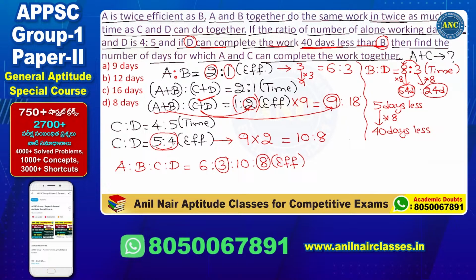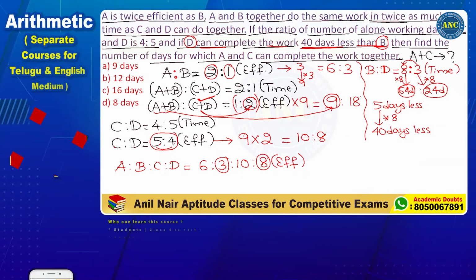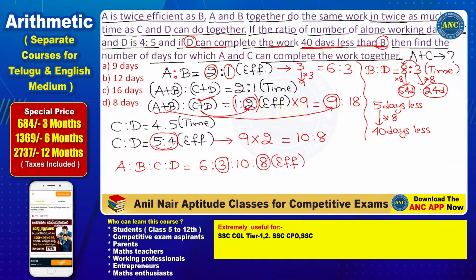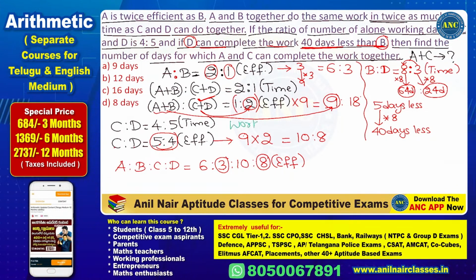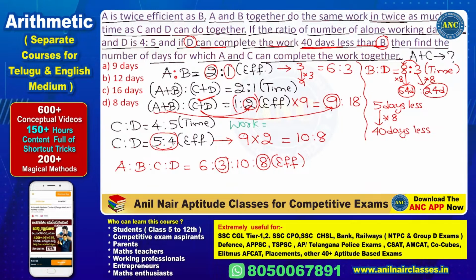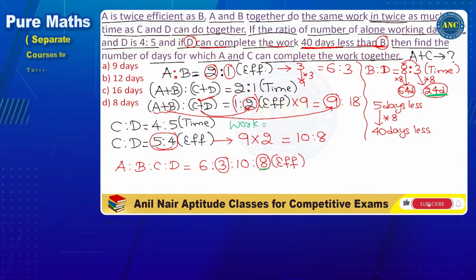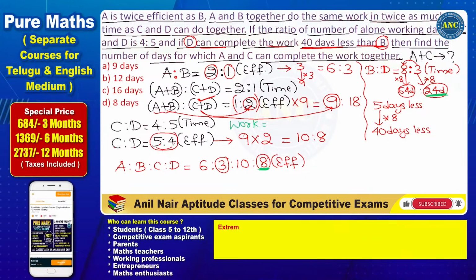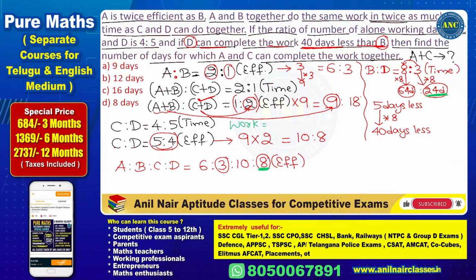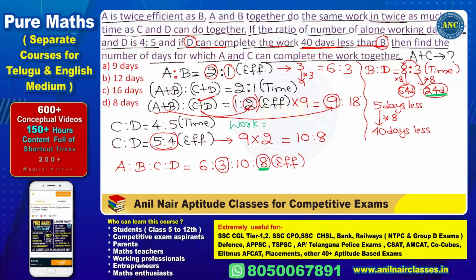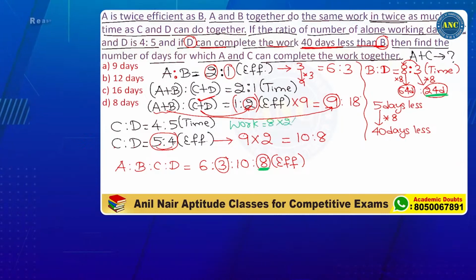Now, can I say how much will be the total work? Let me use a different color ink so that you will not get confused. How much will be the total work? D is working for 24 days and D's capacity is, in one day he will distribute 8 chocolates. To complete the entire work, he will take 24 days. So, total work is 8 into 24.